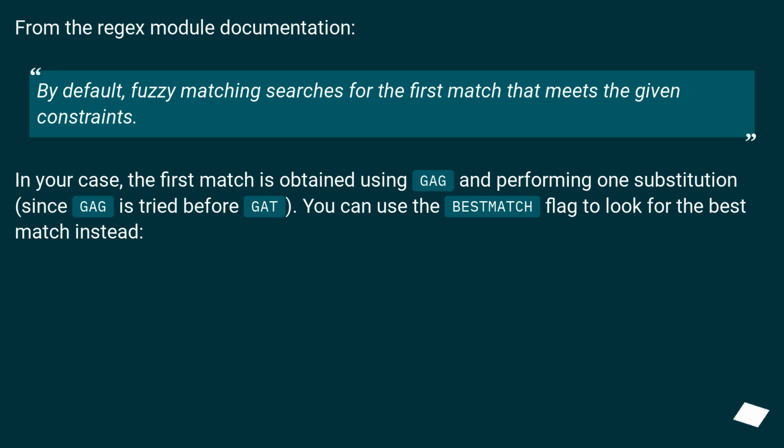From the regex module documentation. By default, fuzzy matching searches for the first match that meets the given constraints. In your case, the first match is obtained using GAG and performing one substitution, since GAG is tried before GAT. You can use the best match flag to look for the best match instead.